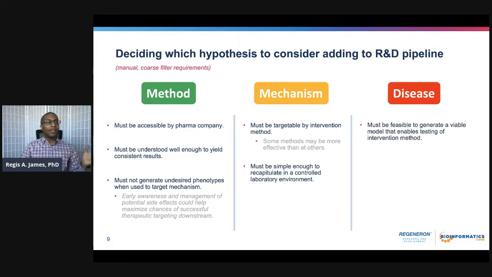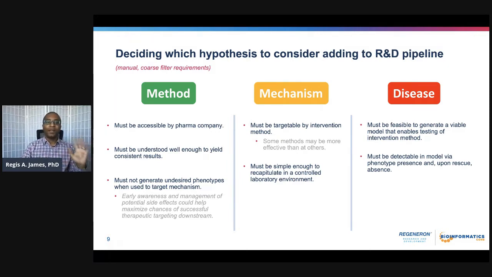Now, in terms of the disease, it must be feasible to generate a viable model of this disease that enables the testing of the intervention method on remedying the mechanism that causes the disease. It must also be detectable in the model, the animal model more than likely, that's generated in a pharmaceutical company, so that you can see that the phenotypes that the disease encapsulates are present. And then when the method targets the mechanism to prevent the disease, when those phenotypes are removed, there should also be the possibility of observing that as well.